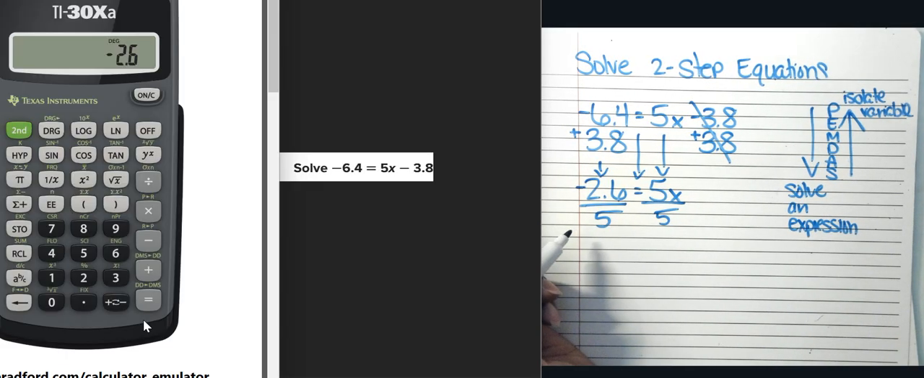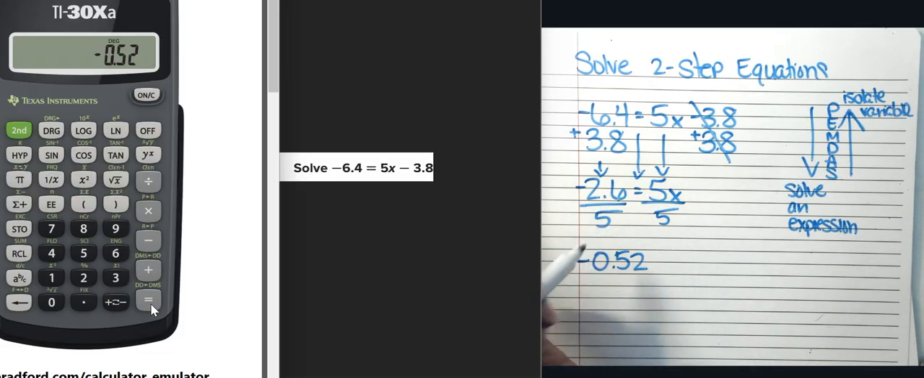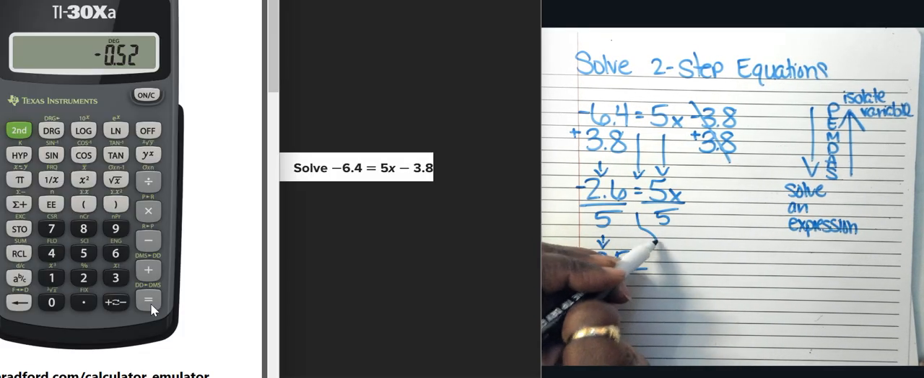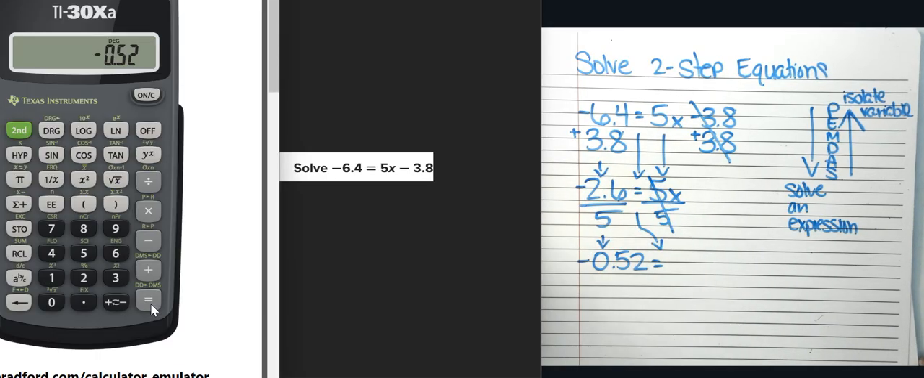Okay. And so now we have negative 2.6. We're going to divide that by 5. So we're left with negative 0.52. So we brought that down. We have our equal sign, the 5 divided by 5. Remember, if you're multiplying or dividing, you want it to become 1, not 0, but 1.